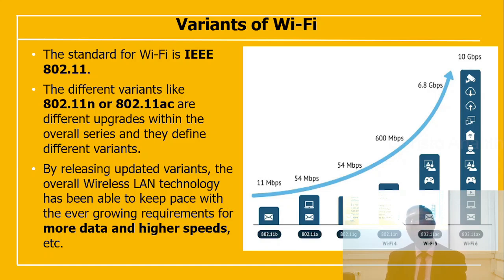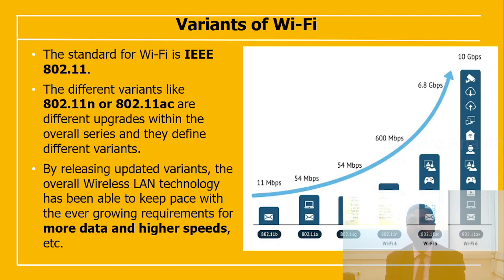The standard for Wi-Fi is the IEEE 802.11 standard. There are several variants like 802.11n or 802.11ac. We have different upgrades within the overall series, and we have different variants. By releasing the updated variants, the overall wireless LAN technology has been able to keep pace with the ever-growing requirements for more data and of course higher speed.